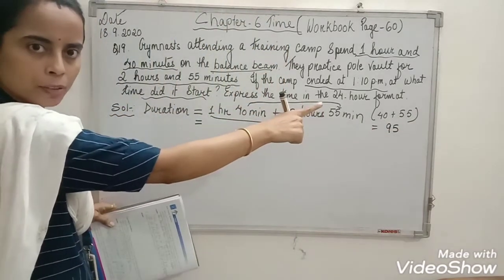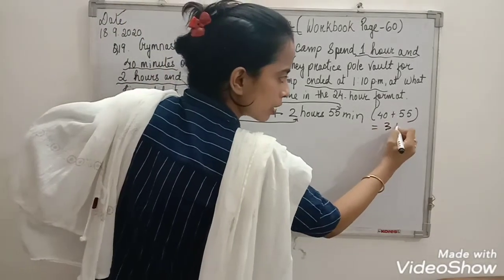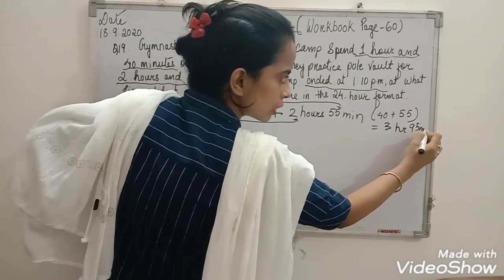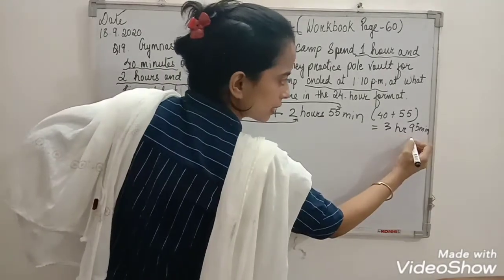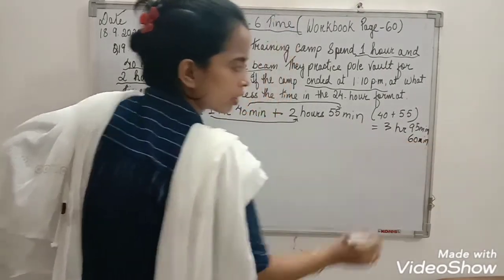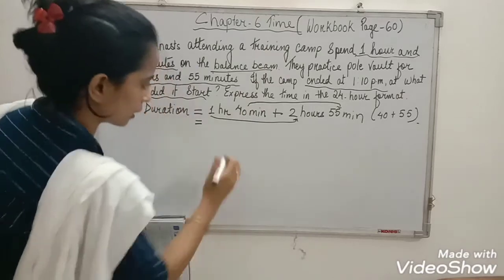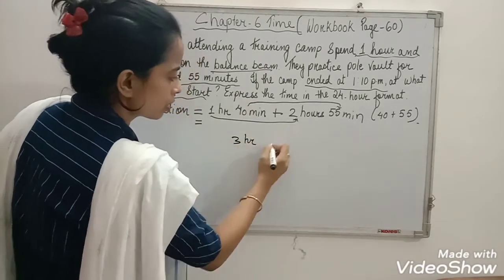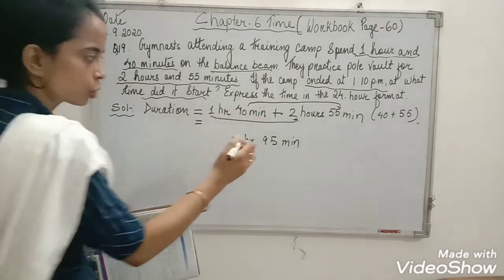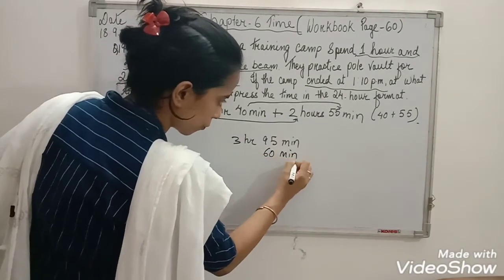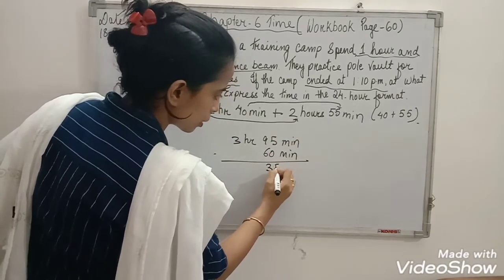So is there 95 minutes? No. We got 3 hours 95 minutes, and 95 minutes is not possible. So what do we have to do? We have to subtract 60 minutes from 95. How much is left? 35 minutes.